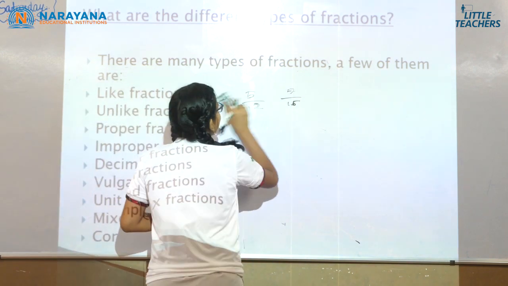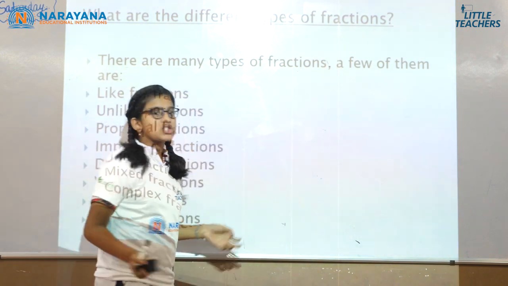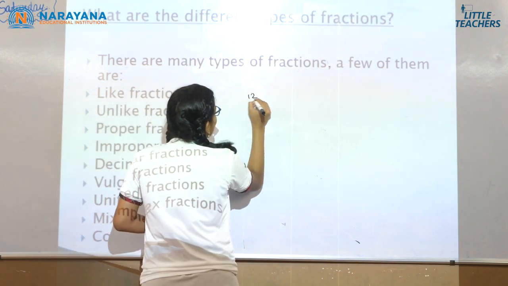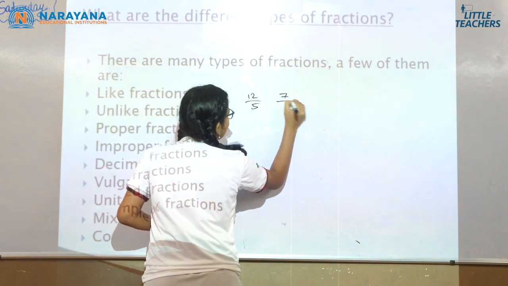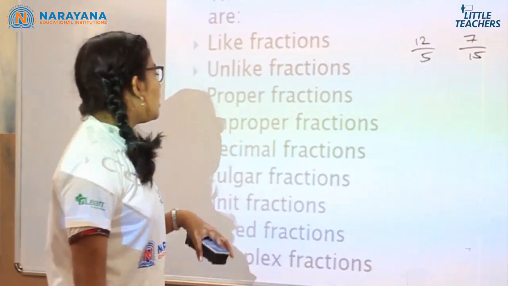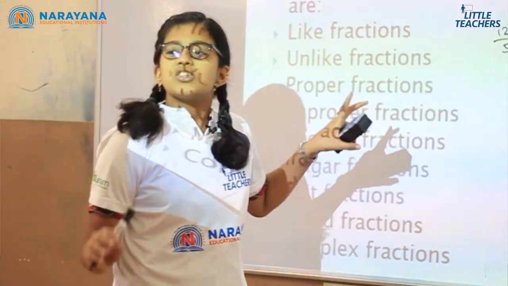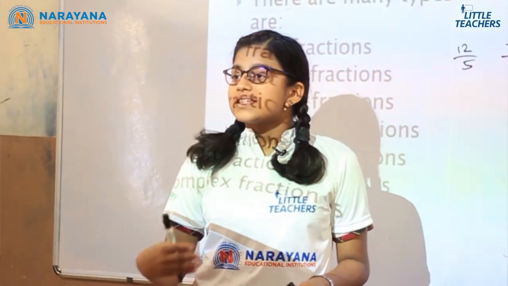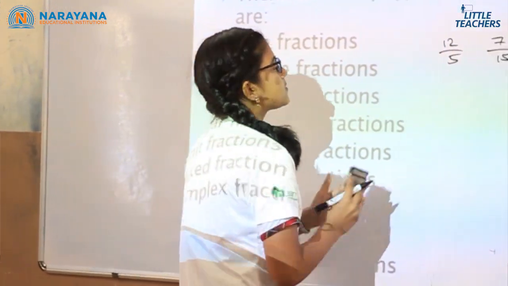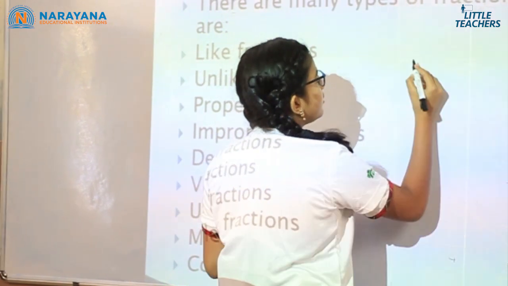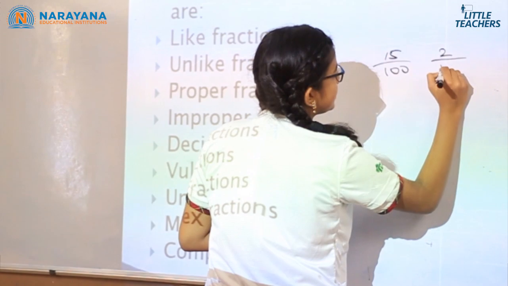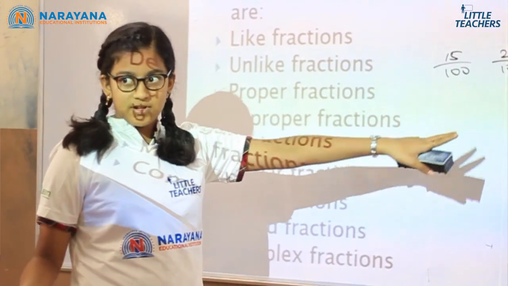But now, if I took improper fractions where the numerator is greater than the denominator, it would be 12 by 5 and 15 by 7. Next, there are decimal fractions. So, in decimal fractions, the denominators are multiples of 10, like 10, 100, 1000 and so on. So, I could take 15 by 100 and 2 by 10. These are considered as decimal fractions.